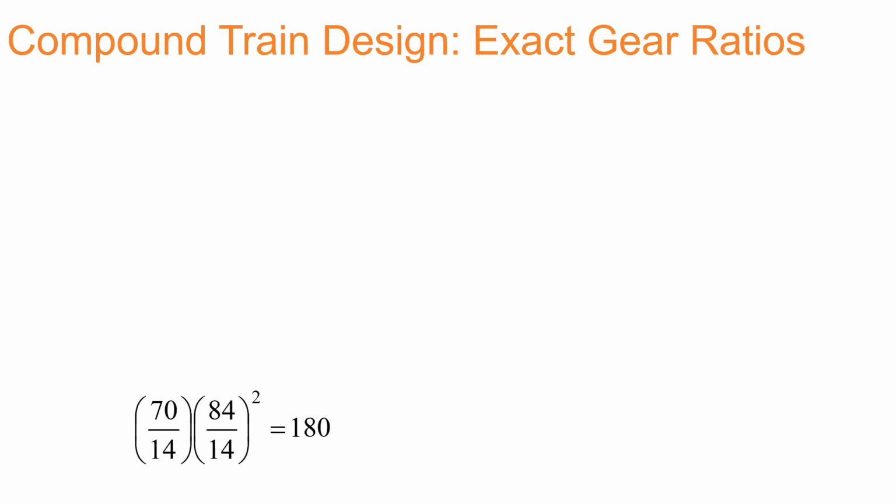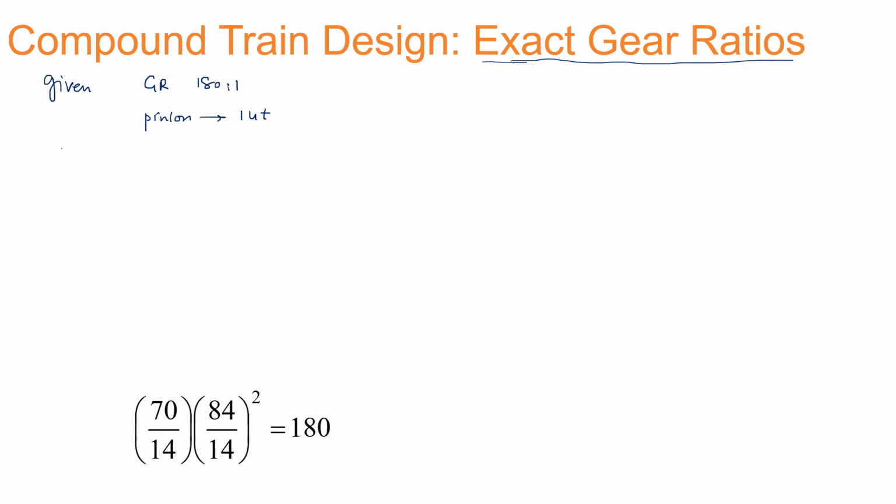Let's do this exercise, but now try to achieve the exact gear ratios. So the given is that you have the gear ratio of 180 to 1. The other thing that we have selected up to this point is the pinion, which is going to have 14 teeth on it. So with this as the input data, we have to design a compound gear train, so let's start the discussion.